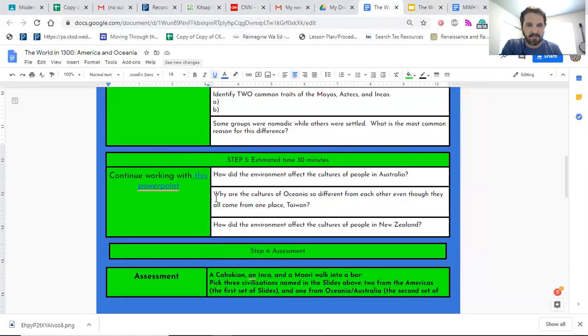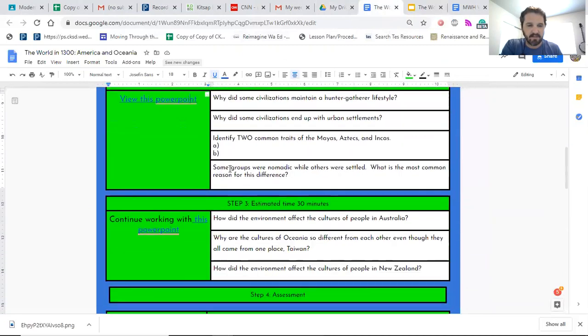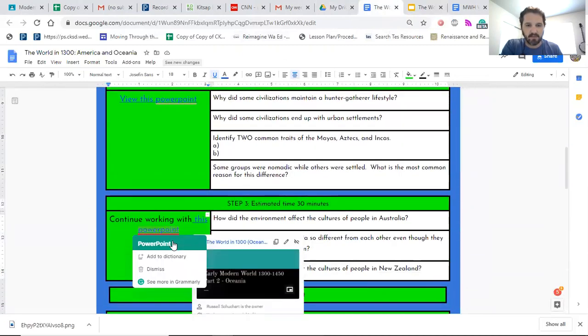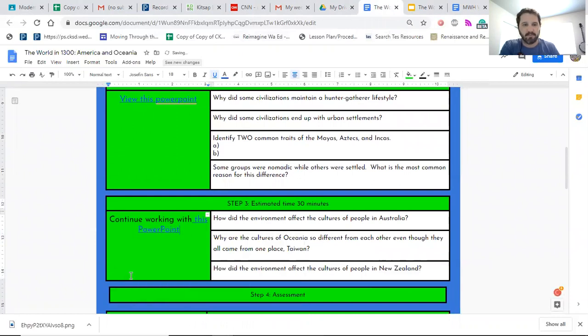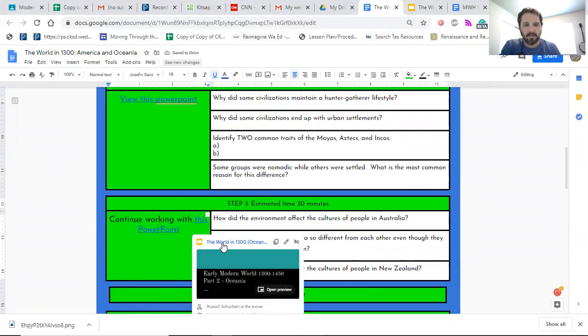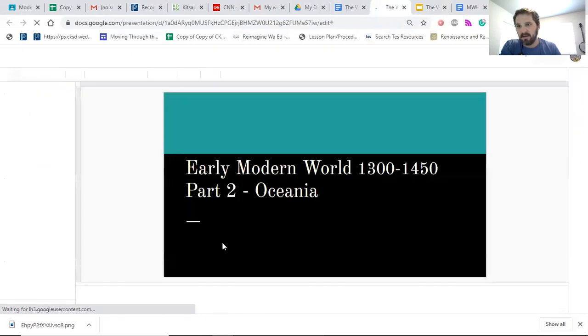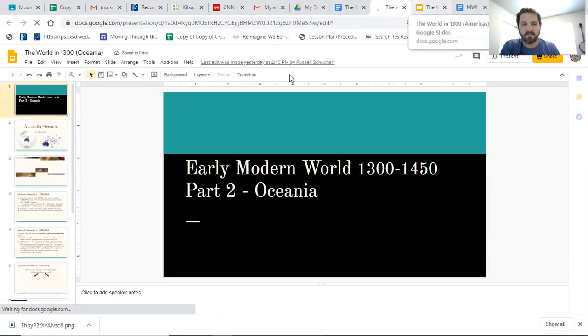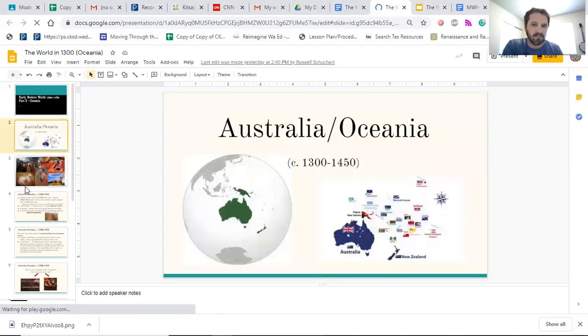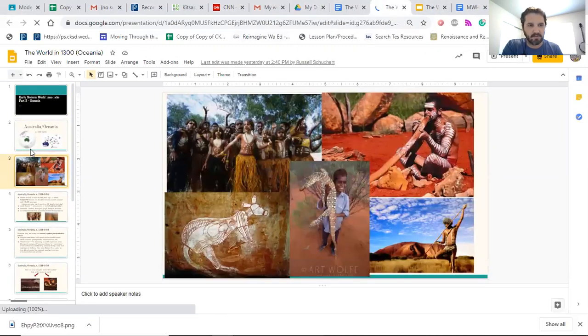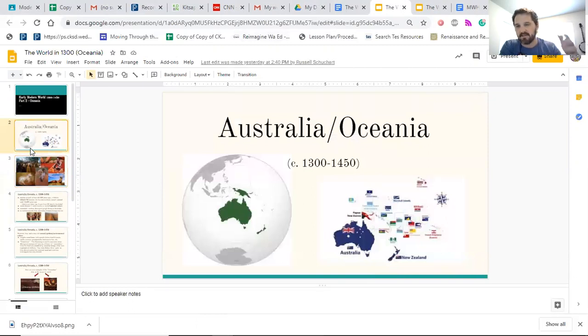And then step 3, I continue working with this PowerPoint. There are actually 2 separate PowerPoints, one for Oceania and the other one for the Americas. You click on this one and you find out about the different groups and regions and the context and makeup, because in both cases you have all these different indigenous peoples that have different complex cultures.